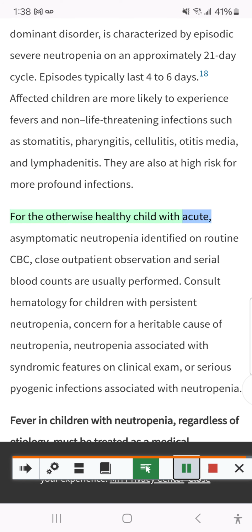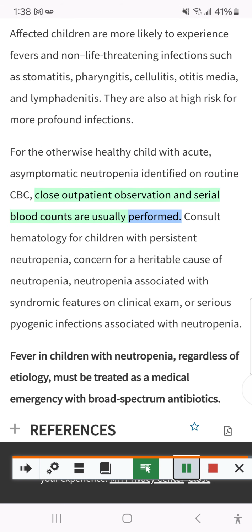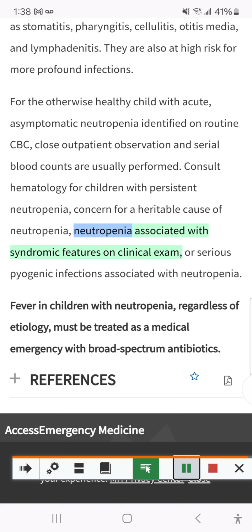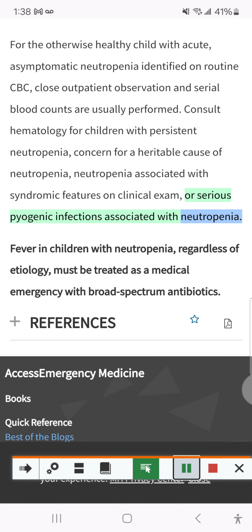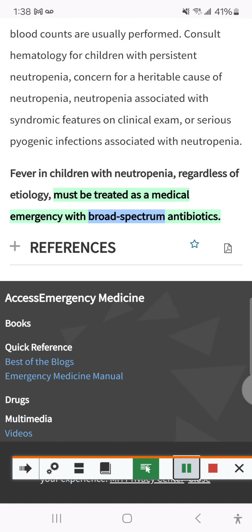For the otherwise healthy child with acute, asymptomatic neutropenia identified on routine CBC, close outpatient observation and serial blood counts are usually performed. Consult hematology for children with persistent neutropenia, concern for a heritable cause of neutropenia, neutropenia associated with syndromic features on clinical exam, or serious pyogenic infections associated with neutropenia. Fever in children with neutropenia, regardless of etiology, must be treated as a medical emergency with broad-spectrum antibiotics.